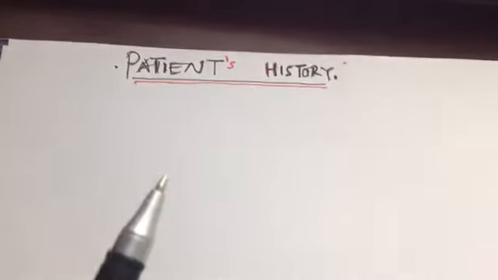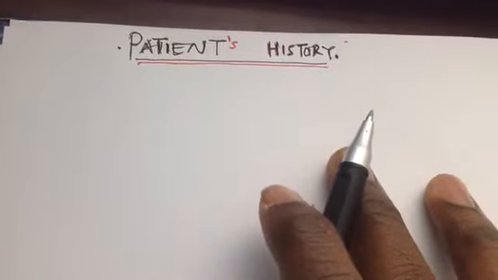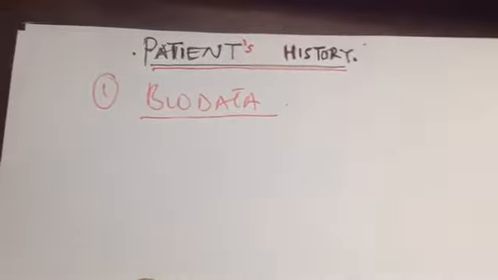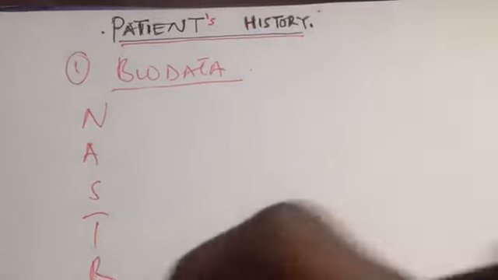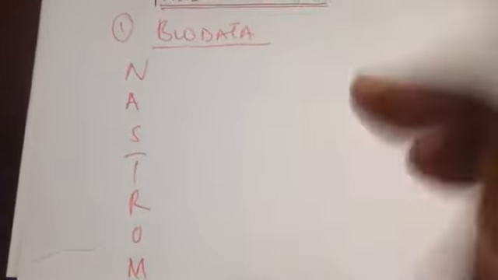Now, in the patient history, most importantly, you have to start with the biodata. Number one, you have to start with the biodata. The biodata is abbreviated in the following mnemonic, called NASTROMA. This mnemonic is very helpful.